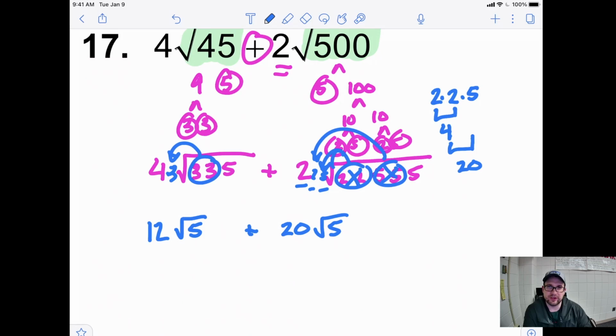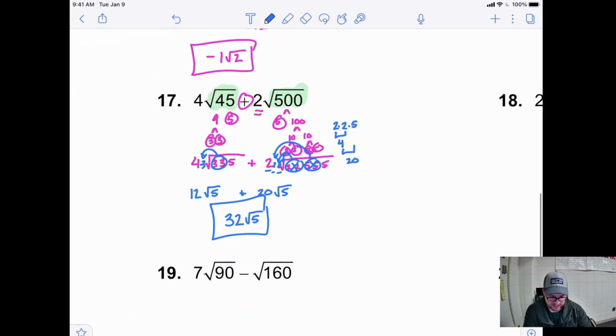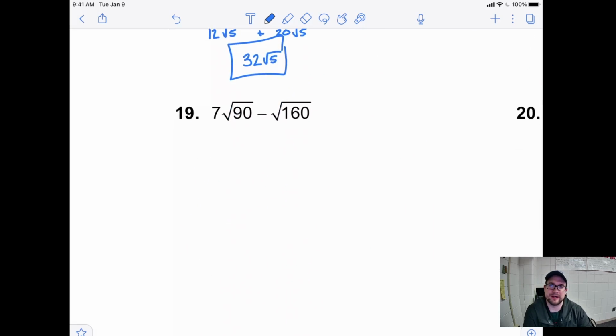Now, if you notice in this situation, we ended up with like radicals. That is great. So take those like radicals. Let's add them together. If I have 12 square roots of 5 plus 20 square roots of 5, I'm going to get 32 square roots of 5. Nice job.